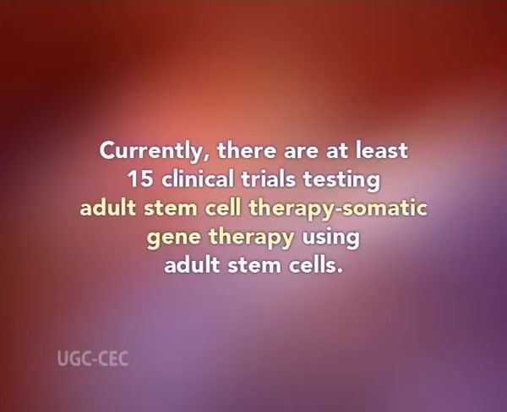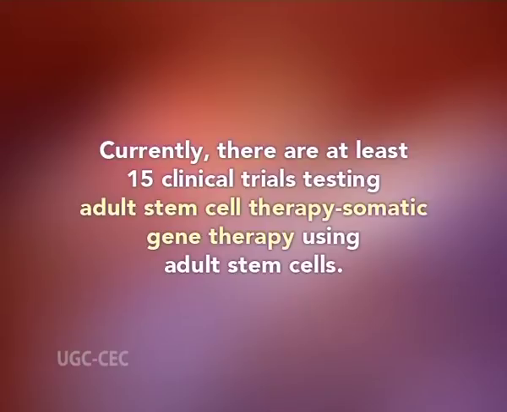These cells can be either adult differentiated cells or stem cells. Following genetic manipulation, cells can be introduced directly into the diseased organ or infused into the patient's blood, from which they must migrate to the affected site. Currently, there are at least 15 clinical trials testing adult stem cell therapy, somatic gene therapy using adult stem cells.